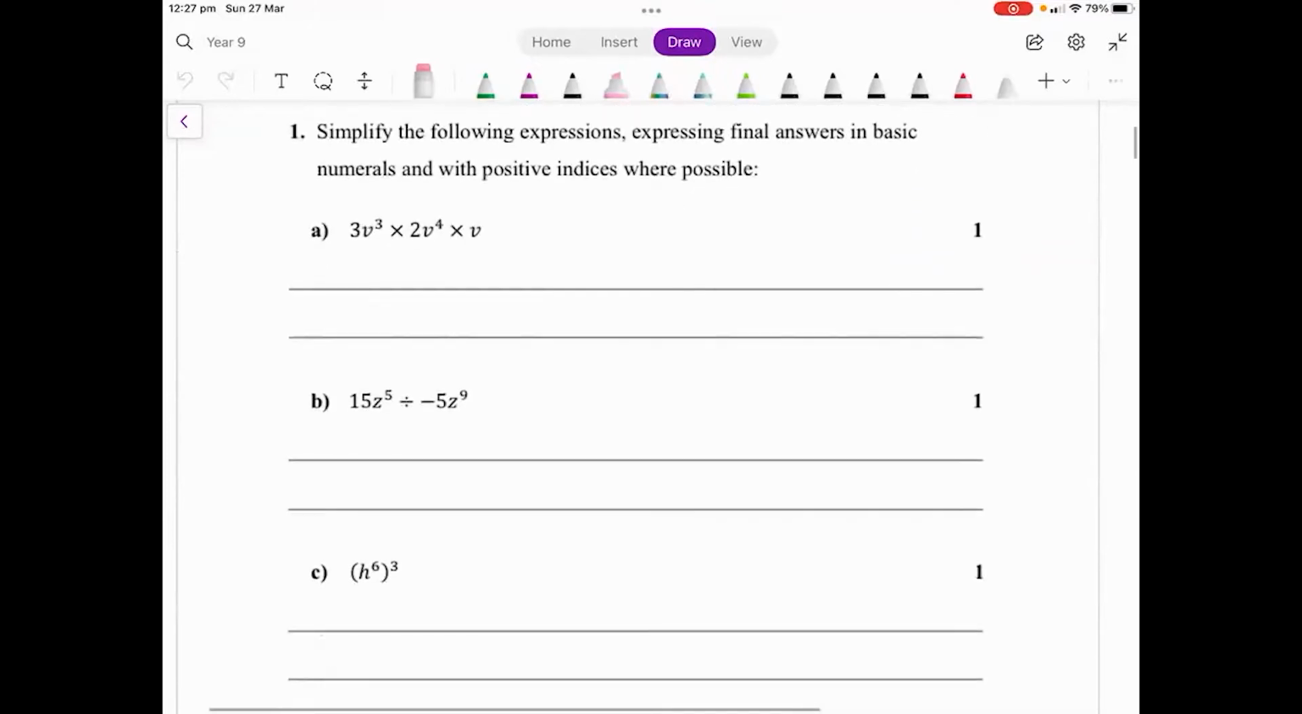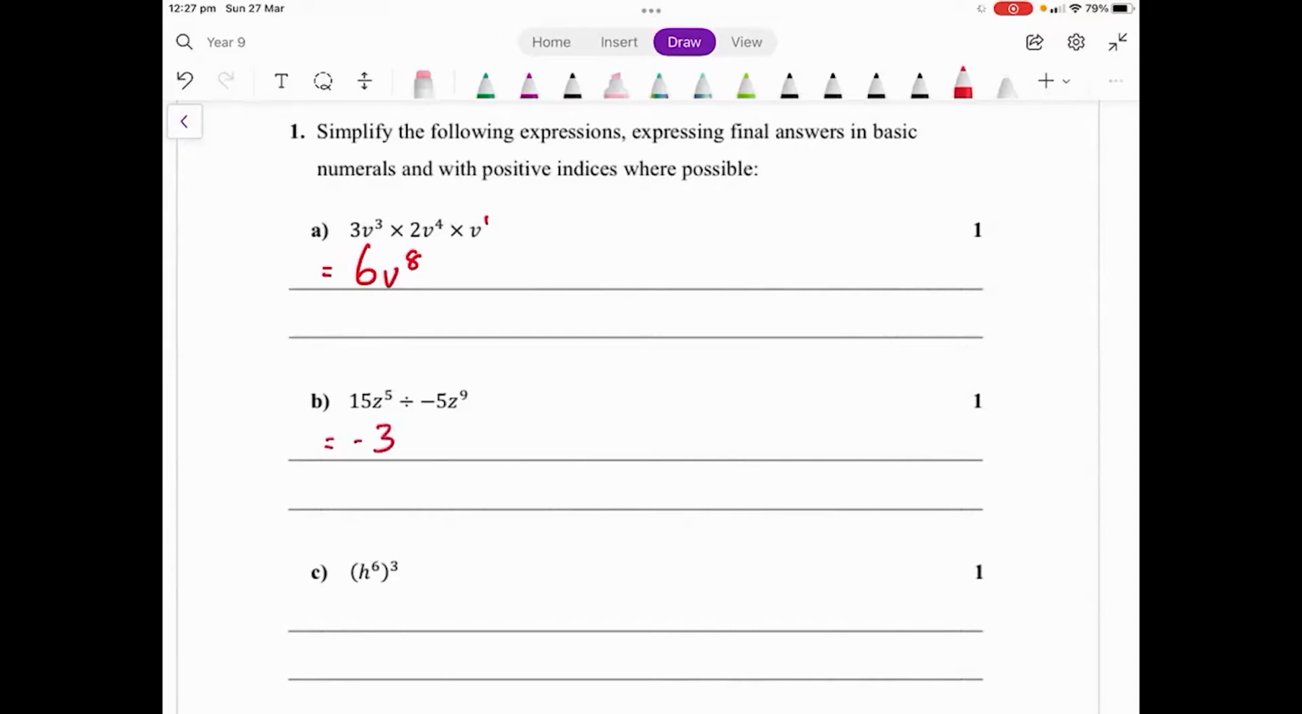Here are the solutions. Question 1a, we multiply the coefficients, so 3 times 2 equals 6. It's multiplication, so we add the indices. 3 plus 4 plus 1 equals 8, so it's 6v to the power of 8.